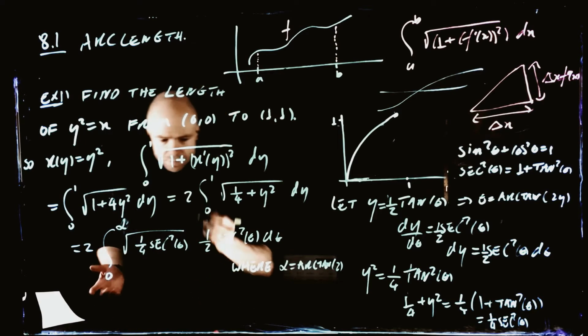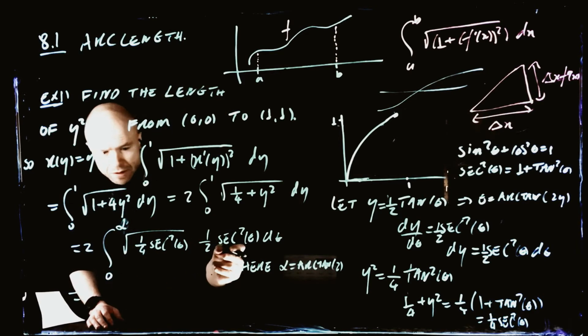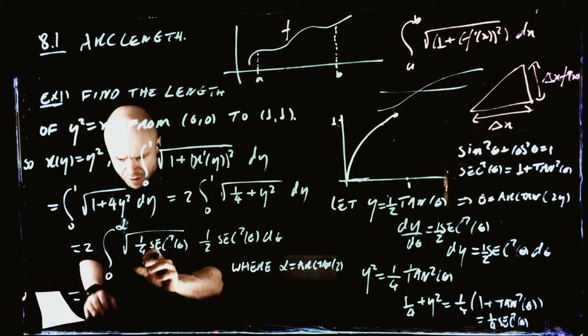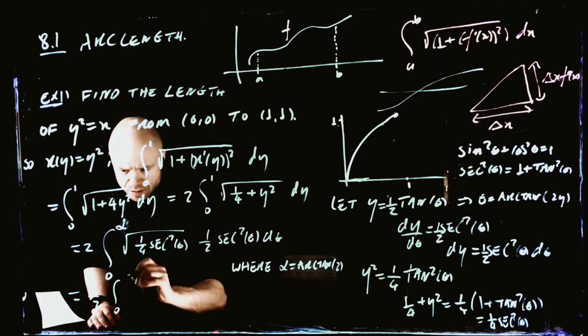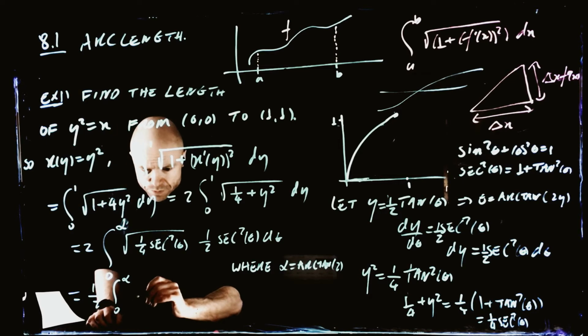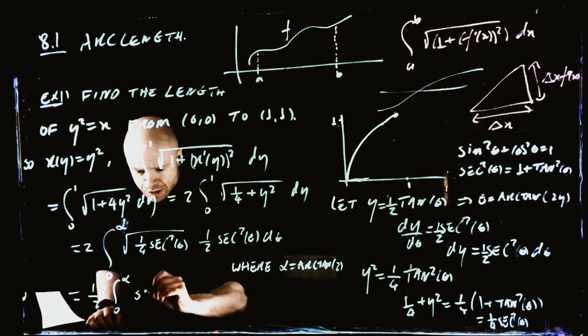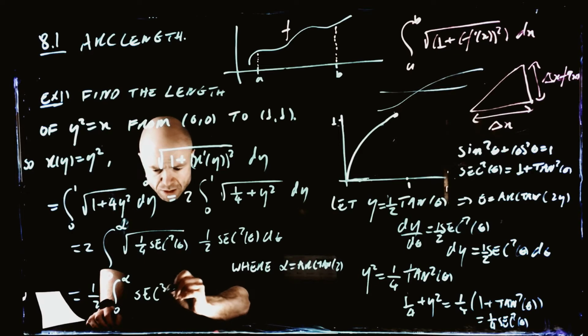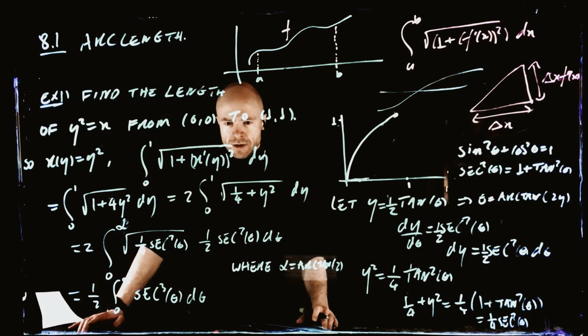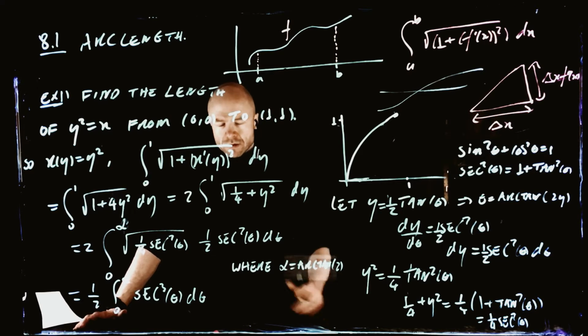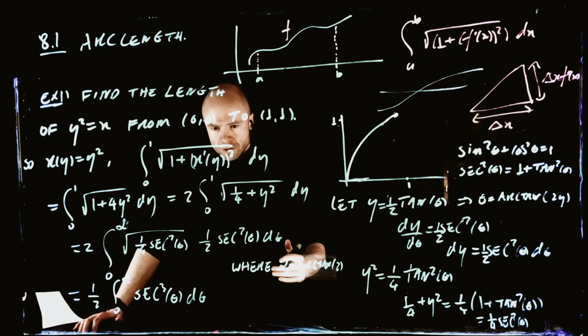Yeah? And then we just have clean up. So there's a half goes over here, and we're going to get a half from this. So we have a half, and we're going to have 0 to alpha, and then this is sec squared square rooted, so now it just becomes sec to the power 1, so we have sec to the power 3 of theta d theta, like this. Yeah? And now we have just an ordinary trig integral, yeah?